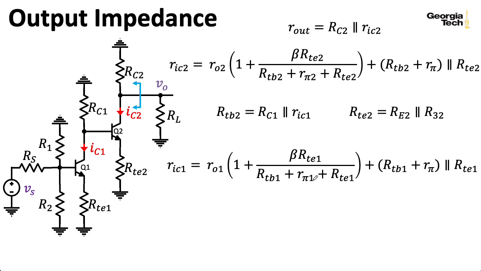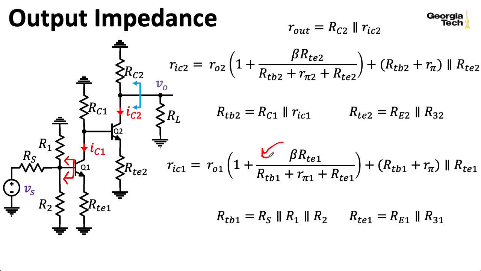And then what is RIC1? Well, that's a similar kind of formula, but now we need the equivalent circuit seen looking out of Q1. And again, if you want, you don't have to use this version of the formula. You can use the other version. So RTE1, that's just the combination of resistors down here. And RTB1, we computed on the previous slide. That's this Thevenin equivalent resistance seen looking out of the base of Q1. So that is a lot of numbers to compute, but all you're doing is taking parallel combinations, which is just multiplying and adding and dividing. There's no fancy calculus or differential equations going on here.